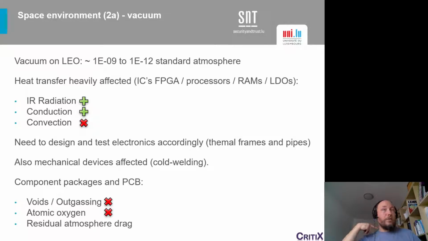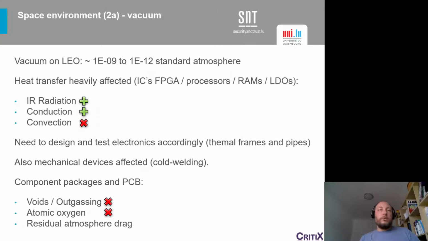It will also affect the behavior of mechanical devices. If you stick two pieces of metal together, they can cold weld, and then it will obviously affect the mechanisms. If elements which were supposed to be separate are no longer separate, it will not operate.